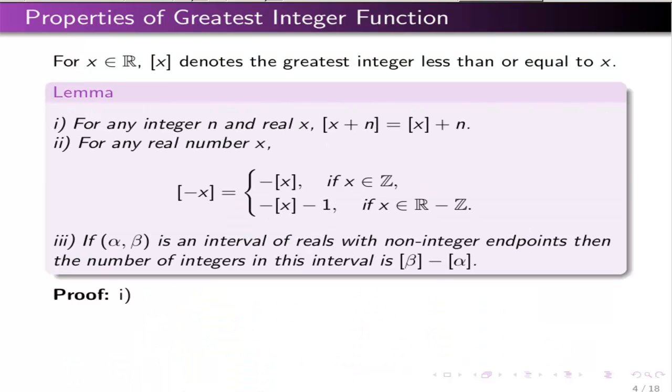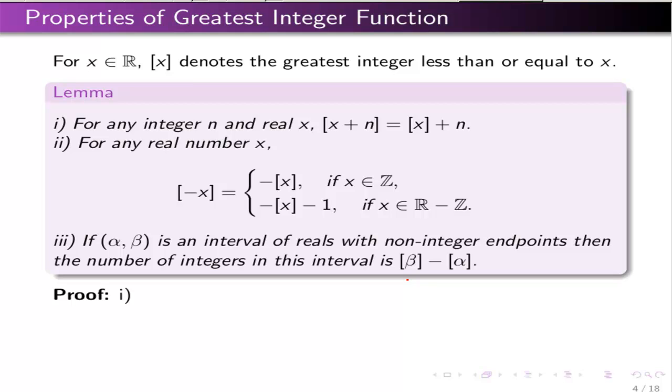So for background, let's review the greatest integer function, [x], which is defined for any real number x. So property 1, if you take [x + n], where n is an integer, this is just [x] + n, a very elementary fact. Property 2, [-x] is given by this formula here. And then property 3, if I have an interval of real numbers with non-integer endpoints, then the number of integers in the interval is [β] - [α].